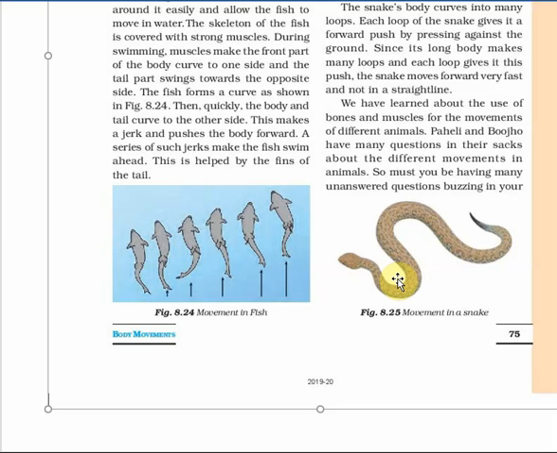It cannot move straight. So these are about the different organisms adapted to live in different habitats. Those who are living in water, they are adapted to live in that water. Best example is fish.